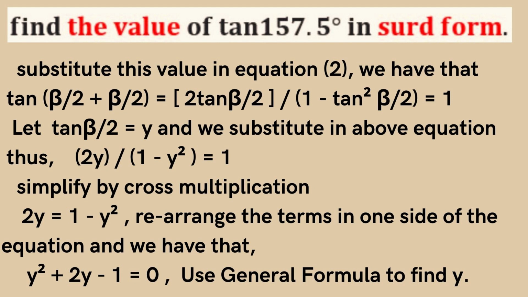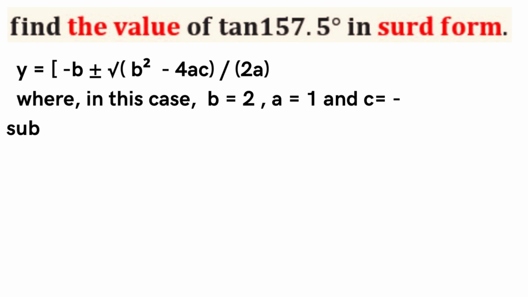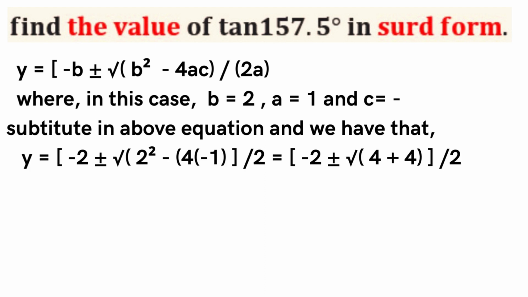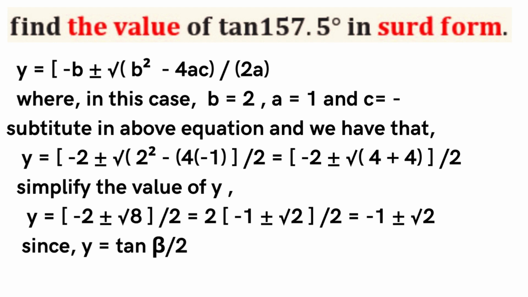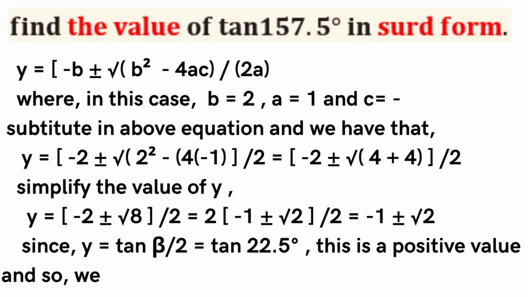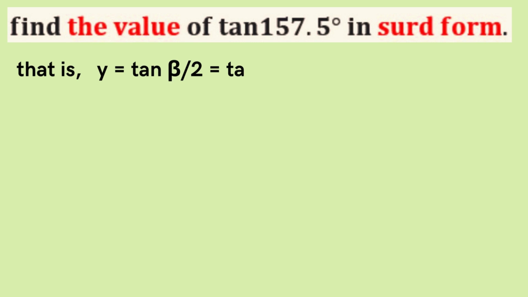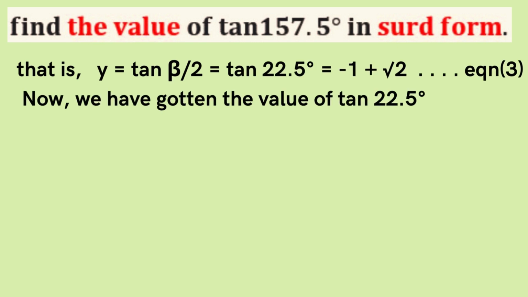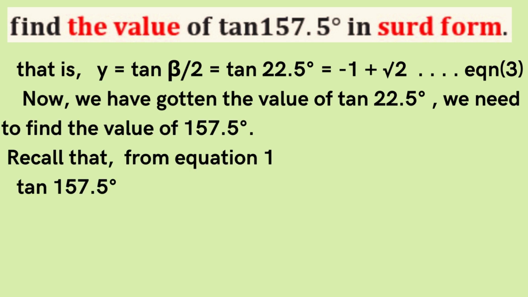Use the general formula for a quadratic equation to find y, where, in this case, b equals 2, a equals 1 and c equals -1. Substitute in the above equation and we have the simplified value of y. Since y equals tan half of beta, which equals tan 22.5 degrees, this is a positive value and so we take the positive result of y. That is, y equals -1 plus the square root of 2, and we call it equation 3.